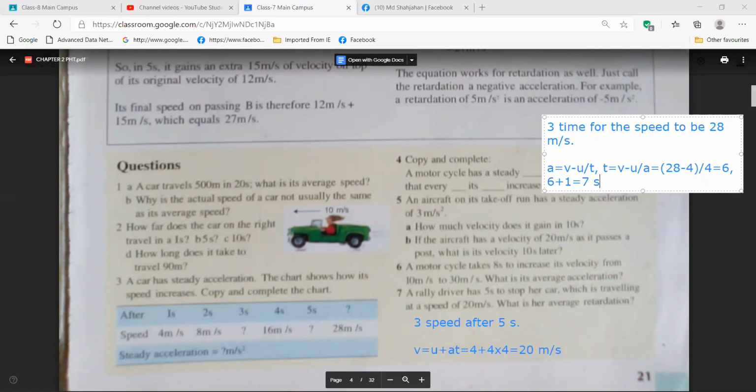So did you do it this way or another way? If you are taking the initial velocity as 0, it will come directly 7. But if you are taking the initial velocity as 4, then you have to add 1 second here, okay? Because at the beginning it was 1 second. So 6 plus 1 is 7 seconds. Is it clear now?